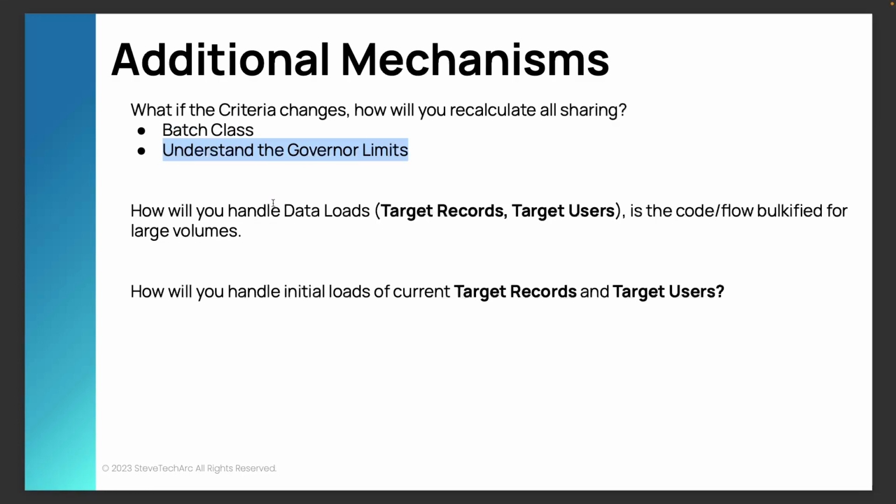You need to be thinking about how you're going to handle data loads, target records, target users. What if you're loading 1 million target records? What if you're loading 1,000 users? And know if your code or flow is bulkified for large volumes for assigning the share records. And how will you handle initial loads of current target records and target users? Are you going to load them and have your code load the shares? Or are you going to bulk data load the shares yourself if you're talking about millions or more number of share records? So these are the mechanisms you have to have in place.